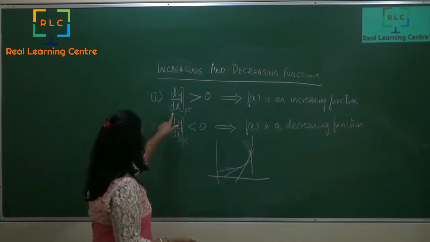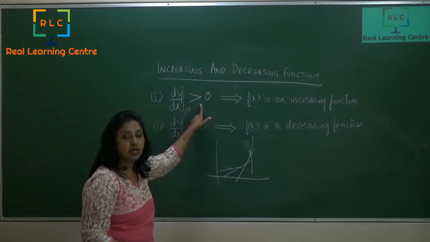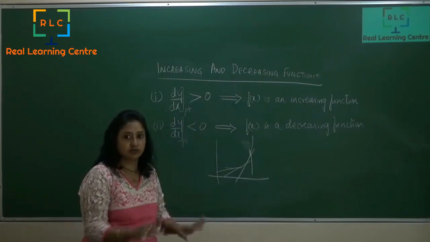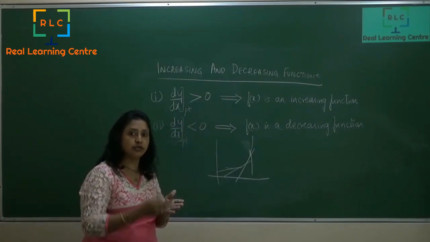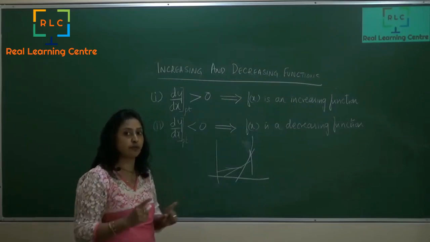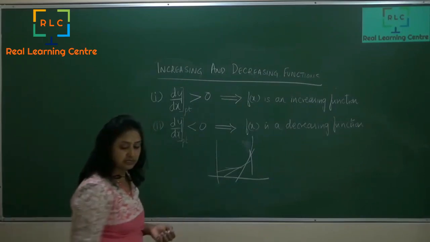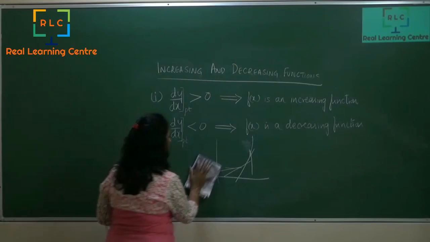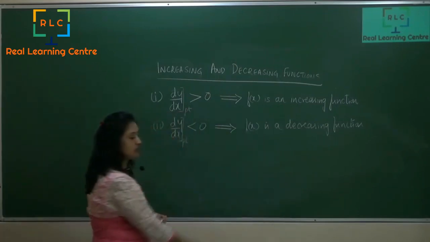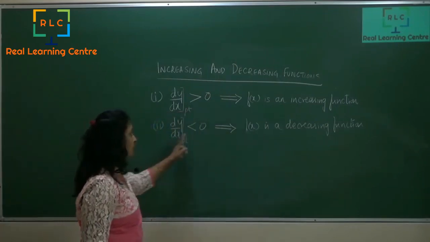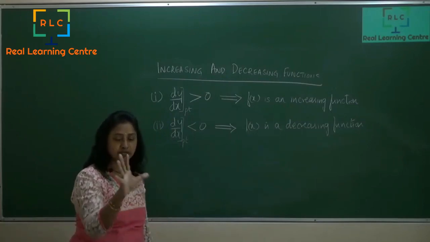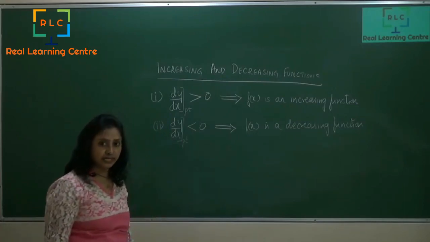So dy by dx is greater than 0 and nowhere is it becoming equal to 0, then we say the curve is going up and up and up, for every point. So this is an increasing function. And if it is decreasing, then the differentiation will always be negative at any particular point in that interval.